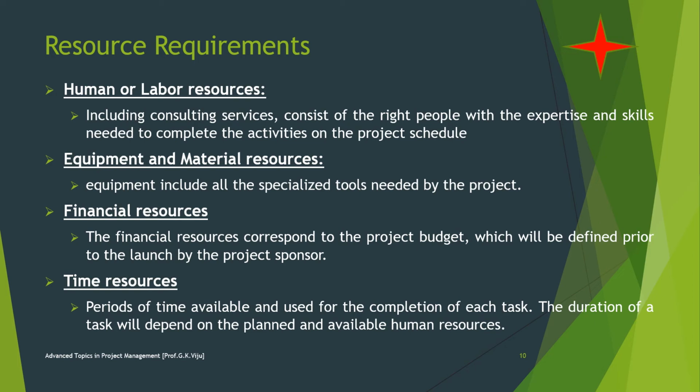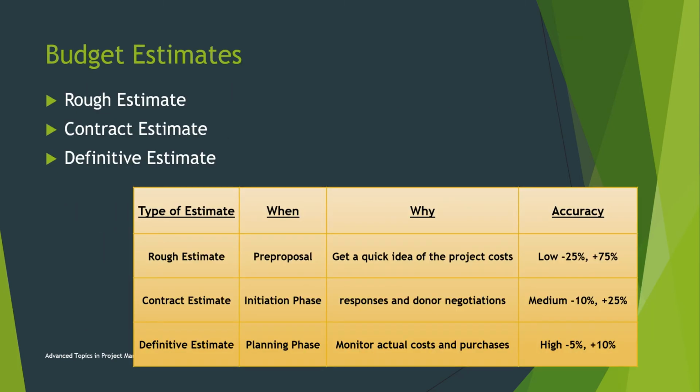Equipment and material resources: all specialized tools needed for the project. Financial resources, nothing but the project budget, and time resources: the period of time available and used for the completion of each task. And the duration of the task will depend on the planned and available human resources.